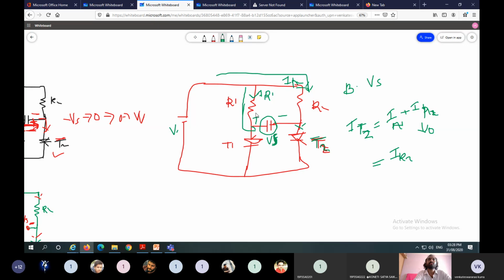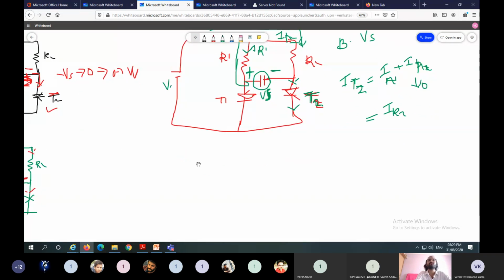So the polarities of the capacitor are like this: this one is plus, this one is minus, and the main thyristor is T2, and IT2 current flows in the circuit. This is the initial condition. Now if we trigger T1, we will see the status of the circuit.